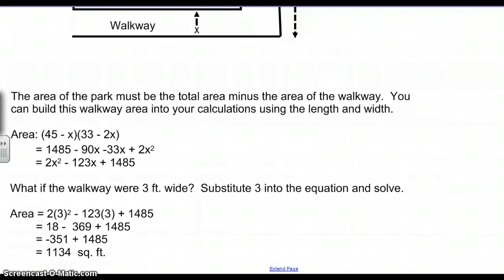Now, what if the walkway were 3 feet wide? Well, you could substitute 3 into the equation to get an actual number for the square footage that represents the area of the skate park. So we're going to put 3 into that equation we just developed. So it's 2 times 3 squared minus 123 times 3 plus 1485, or 18 minus 369 plus 1485, or negative 351 plus 1485, or 1134 square feet.